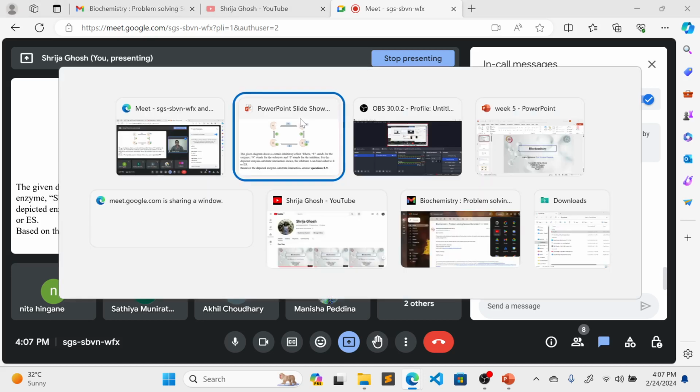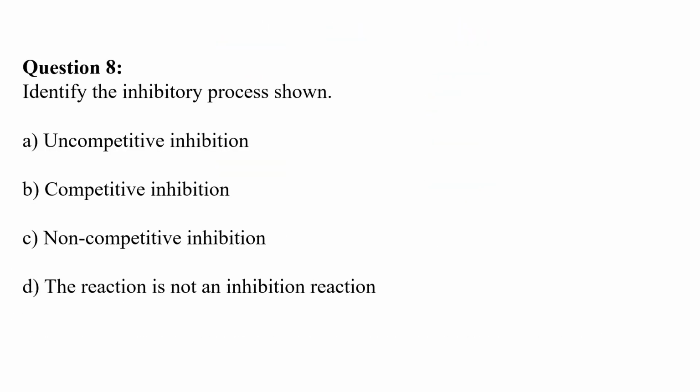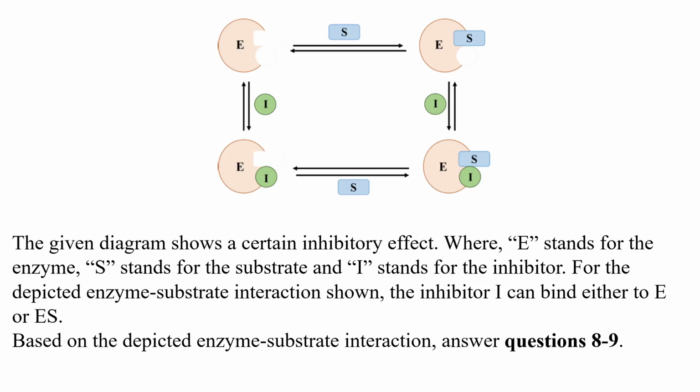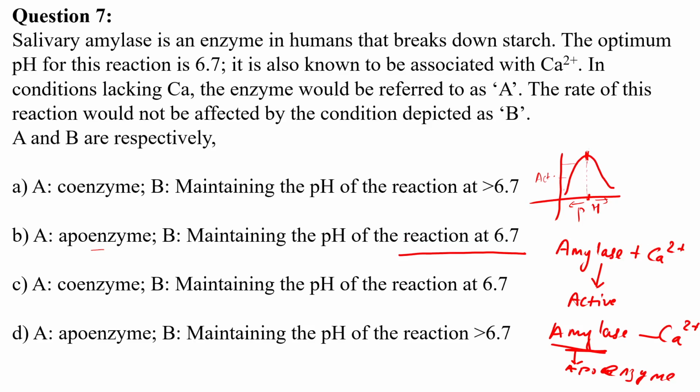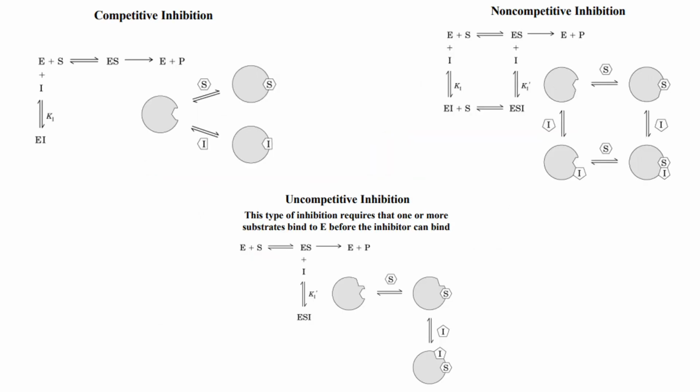So, if you remember, this type of inhibition is called non-competitive inhibition. I had shown three diagrams, right? If the inhibitor is binding only to the free enzyme, either the substrate can bind to the enzyme or the inhibitor can bind to the enzyme. In that case, it is competitive, okay? So the inhibitor is binding only to the free enzyme.